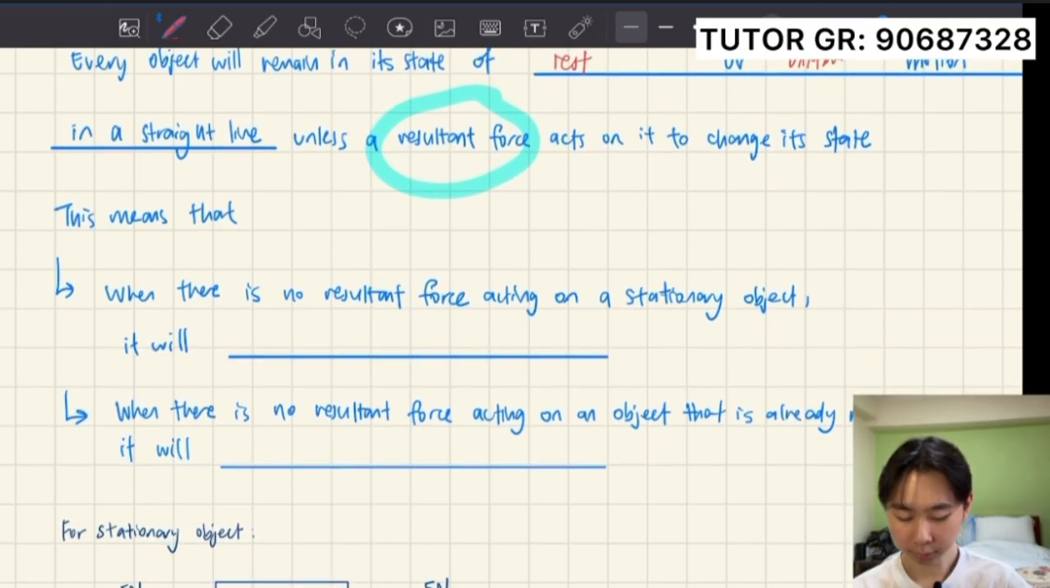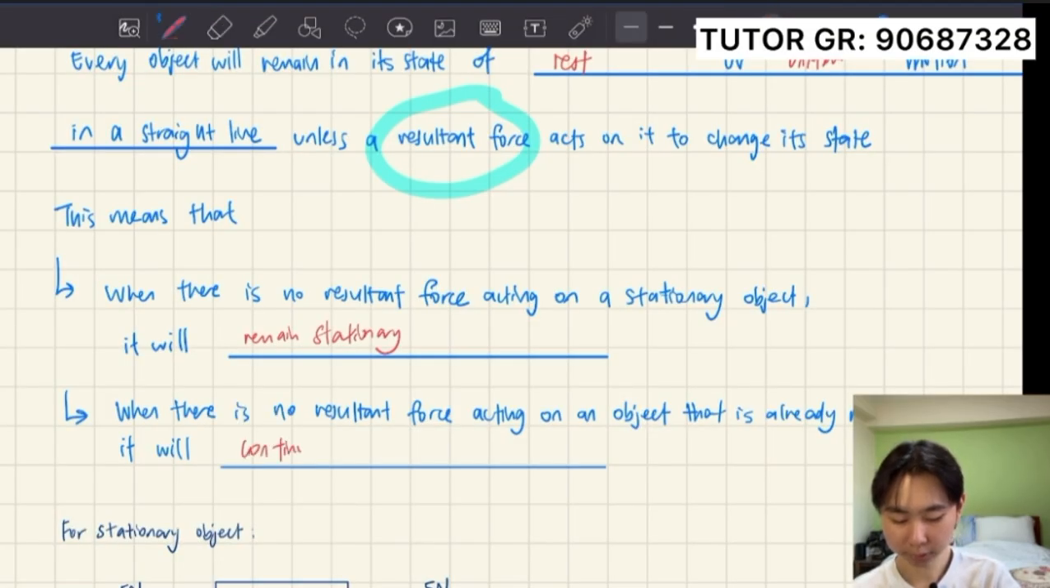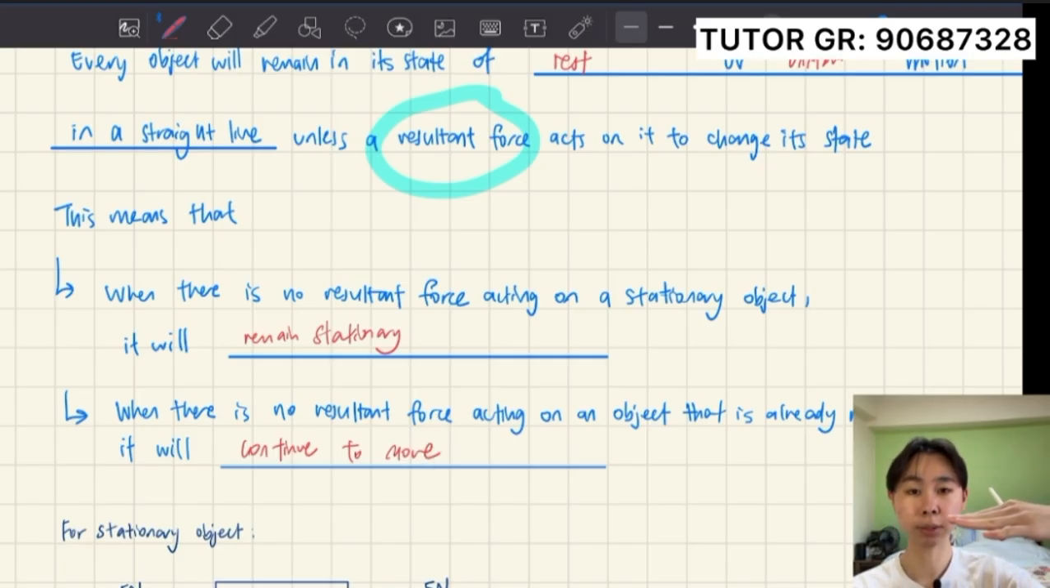What that means is this: when there's no resultant force acting on a stationary object, it will remain stationary. If you have a resultant force acting on this stationary object, it will start to move. In this second scenario, when there's no resultant force acting on an object that is already moving, it will continue at this uniform motion. So let's say I have an object already moving at 10 meters per second, and there is no resultant force acting on it, then it will just keep moving and moving, and so on.